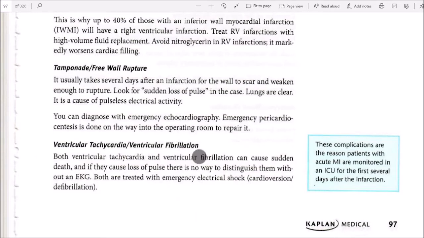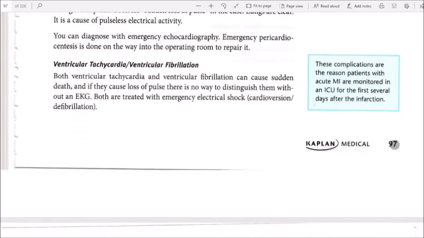Ventricular tachycardia or ventricular fibrillation. Both ventricular tachycardia and ventricular fibrillation can cause sudden death, and if they cause loss of pulse, there is no way to distinguish them without an EKG. Both are treated with emergency electrical shock, cardioversion/defibrillation. These complications are the reason patients with acute MI are monitored in an ICU for the first several days after infarction.